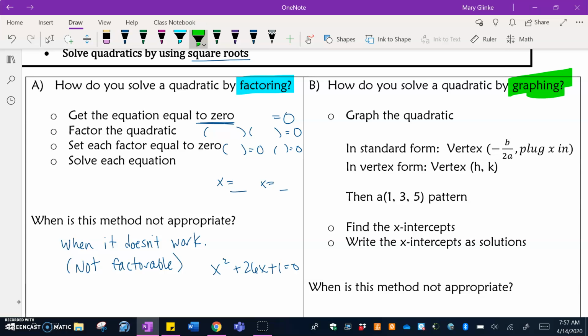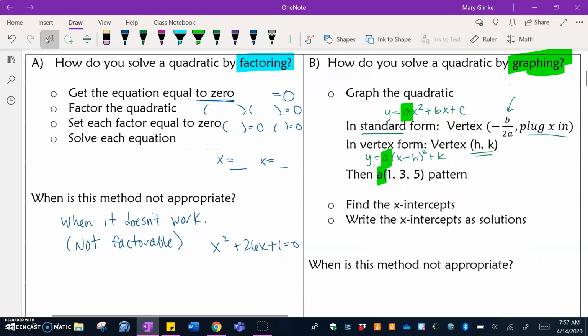Another method we have is graphing. For graphing, you want to find the vertex. If it's in standard form, which is ax squared plus bx plus c, you find your vertex by doing negative b over 2a, and then you plug it in. In vertex form, which is a times (x minus h) squared plus k, your vertex is h comma k. After that, you take a and multiply it by the 1, 3, 5 pattern and graph it. Then you locate the x-intercepts. The x-intercepts are your solutions, so wherever those x-intercepts are, you write x equals those numbers.